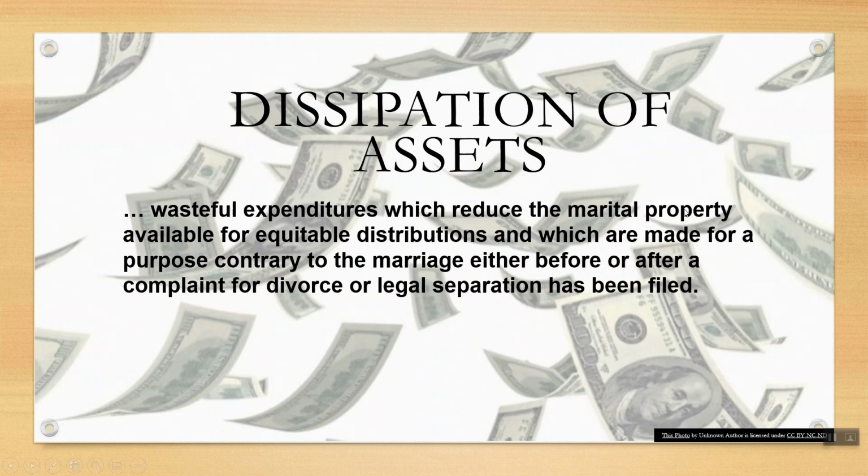And then finally, dissipation of assets is wasteful expenditures. Say you've got $10,000 in a savings account and you're getting a divorce, so you decide you need an expensive purse, or great shoes, or to go on a trip, or go to the spa, or you go gambling, or whatever it is, and you waste those assets. That is dissipation of assets.